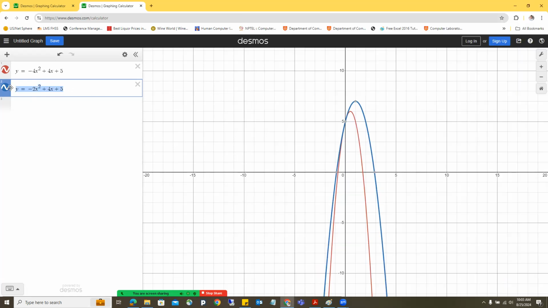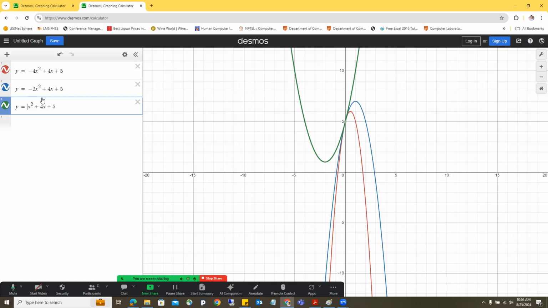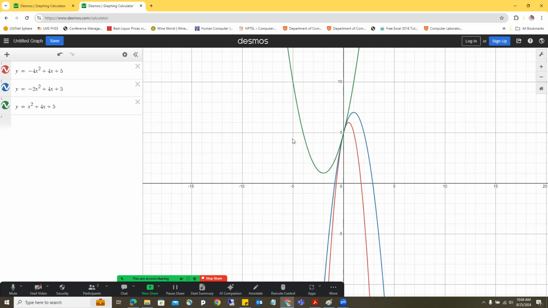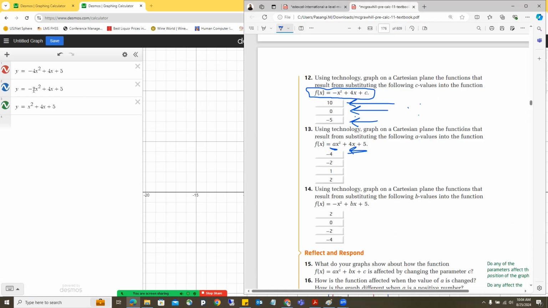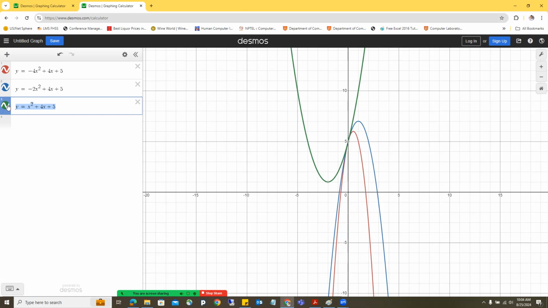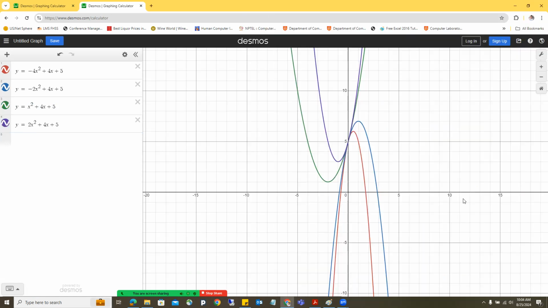And then we have the third one. The third one is 1x squared. 1x squared means actually x squared. So x squared plus 4x plus 5. See, x squared plus 4x plus 5. Then the fourth one is 2x squared plus 4x plus 5.